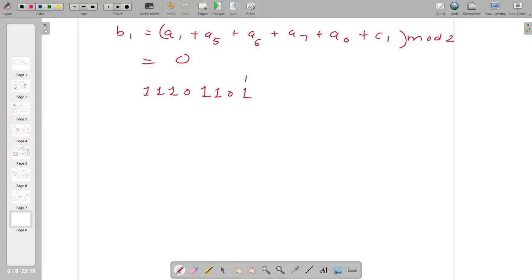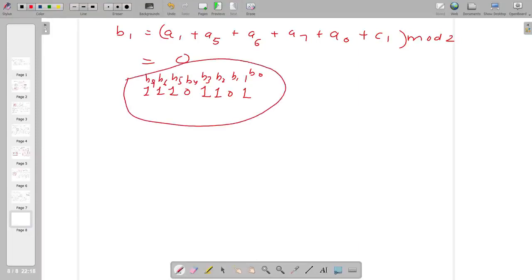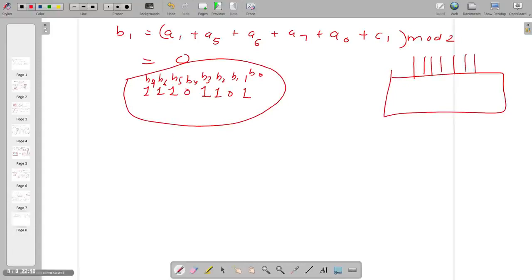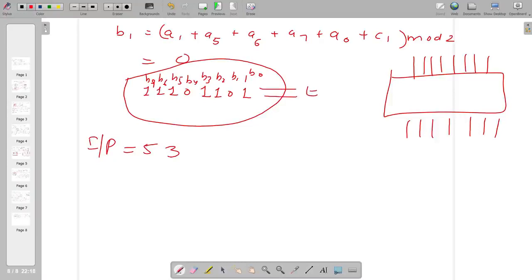So this is b0, b1, b2, b3, b4, b5, b6 and b7. This is the output of the S box when the input is 53. For input 53, the S box gives us this, and if you represent it in hexadecimal, it is ED.